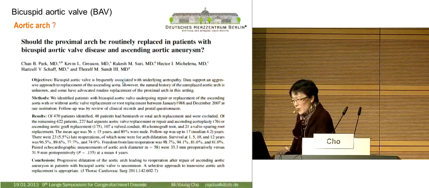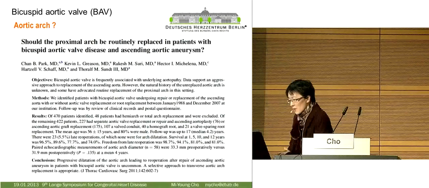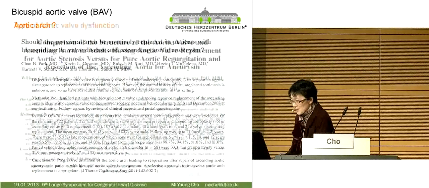So should we really replace it routinely, the proximal aortic arch, in every patient? Asked Park. And he concluded it is not that often really needed, and you should replace it appropriately to the patient needs, because it's still a big operation, although usually it takes 15 minutes for the anastomosis, but still you have kind of to cool the patient down and do the extensive arch replacement.